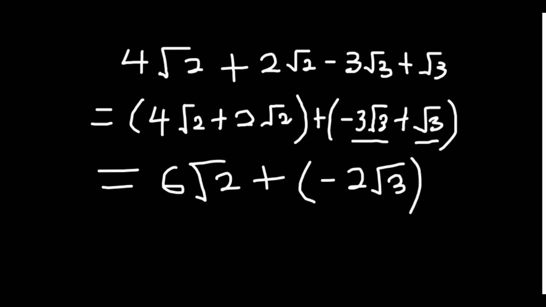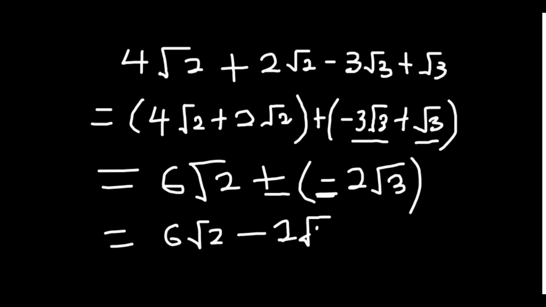So we can now open this properly to have 6 square root 2, then this plus sign, we multiply with this negative, so plus times minus gives us minus. Then we now have 6 square root 2 minus 2 square root 3 as our final answer for this expression.